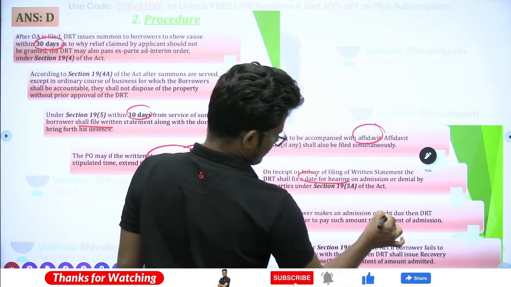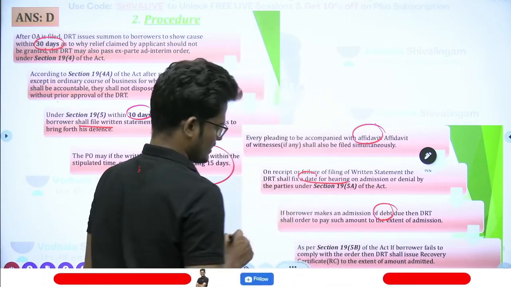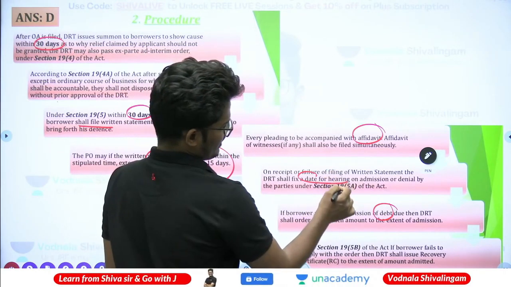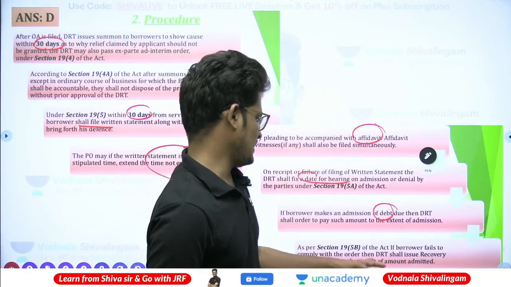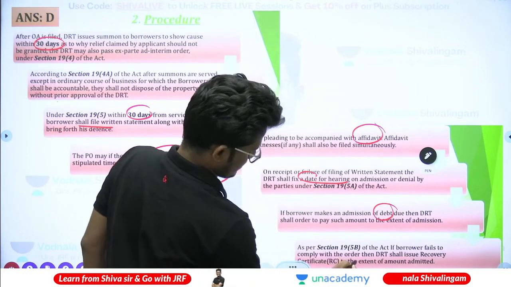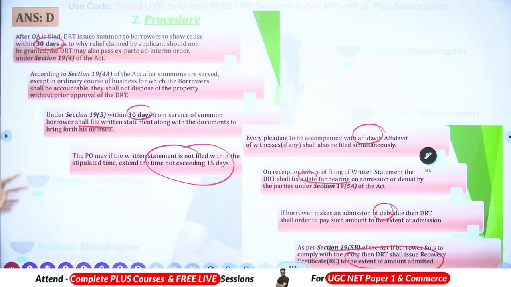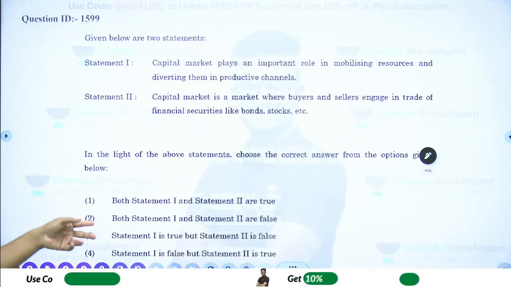If the borrower makes an admission of a debt due, DRT shall order payment of such amount. Suppose the borrower is not attending this hearing, then DRT will issue the recovery certificate to the extent of the amount admitted. They can go with the certificate and recover from the particular financial institution.